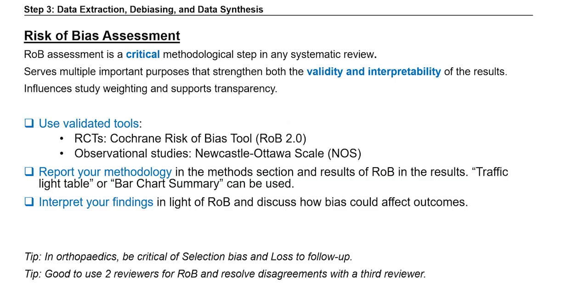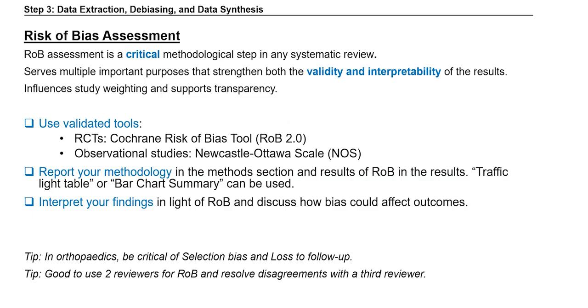There are different validated tools to look at the ROB, or risk of bias. One is the Cochrane risk of bias tool, and you can find it online. For observational studies, you can use NOS, or the Newcastle-Ottawa Scale. These two methods are the validated tools that people use for bias assessment. There are different forms of looking at the possibility of any bias in the reports and studies you're including.